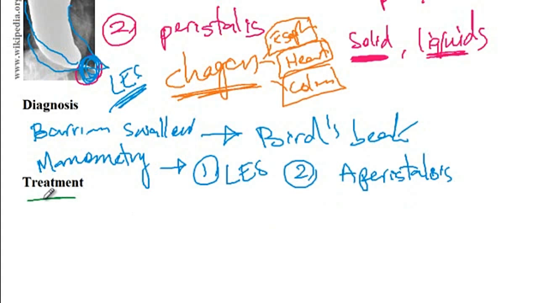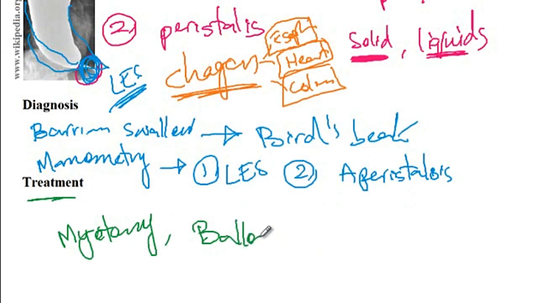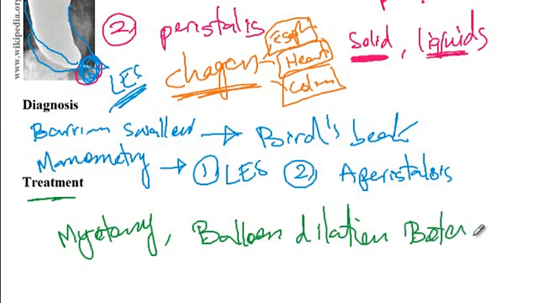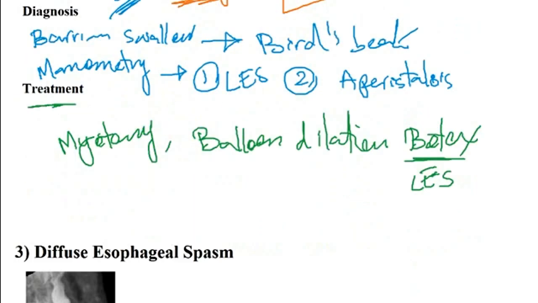And then for the treatment of these patients, you can perform myotomy, balloon dilation, as well as Botox injection inside the lower esophageal sphincter to help it relax.